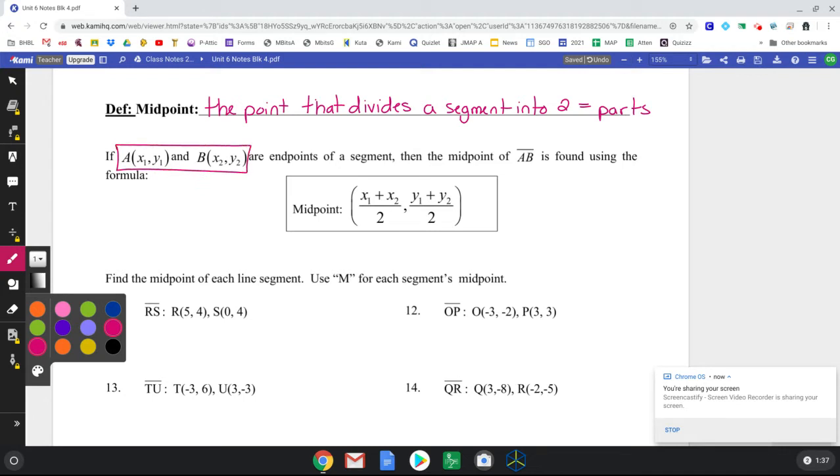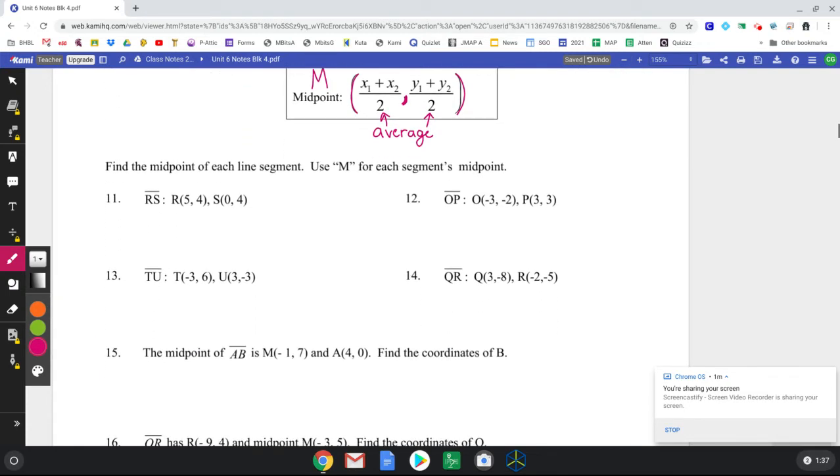And what I want to do is take my points, and I'm going to use a capital M for my midpoint. And notice that this is different than the other two formulas because this is an ordered pair. I get an average of the x's and an average of the y's, and it gives me a point, not a length, but a point. So if I want to find the midpoint of each segment, the very first thing I'm going to do is write down my formula.